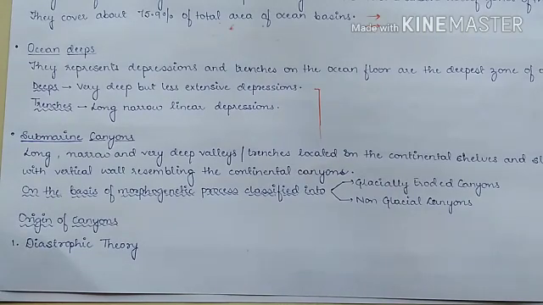In the Indian Ocean, canyons are found along the eastern coast of India and in front of the Indus River, along the northeastern coast of Sri Lanka, and along the eastern coast of Africa. So this was the basic distribution of submarine canyons in all the oceans. Now we will look into the origin of canyons.